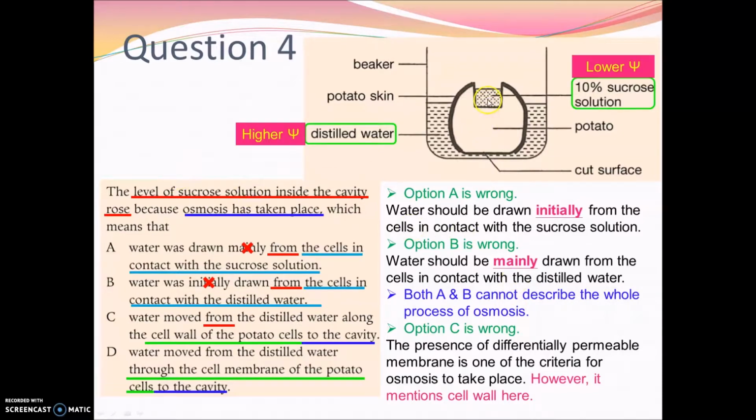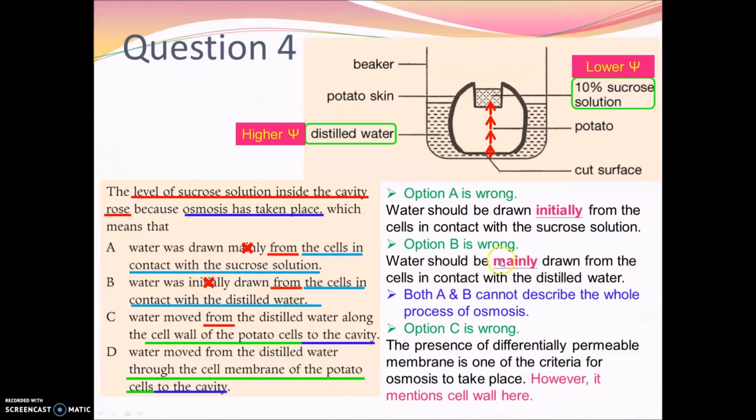So while the level of the solution rises by osmosis, the water is initially drawn from the cells surrounding the sucrose solution. So the water will be drawn from the cells to the sucrose solution. Then bit by bit they lose water, and then they draw from the cell next to them, and next to them, until it is the outside distilled water. So that's why option B is also wrong, because the water should be mainly drawn from the cells in contact with the distilled water, but not initially.